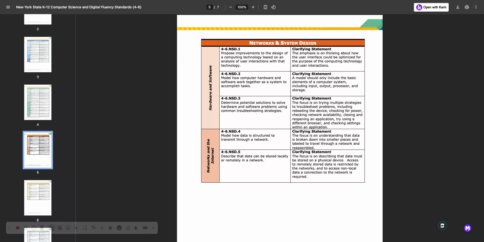And then finally in NSD 5, we're talking about the data that can be stored and where that data is stored. So this could be a conversation about privacy and where your information is going and who has access to that privacy within your computing world. And that will then really tie in nicely as we get into computer science under the cybersecurity standards.